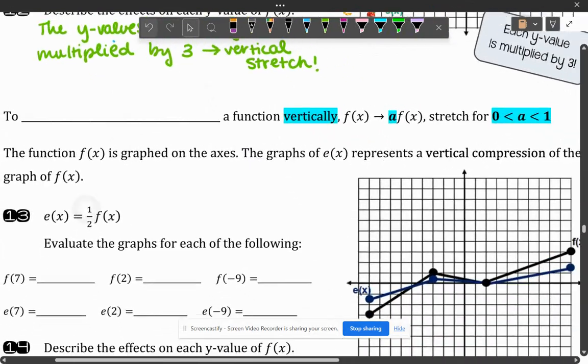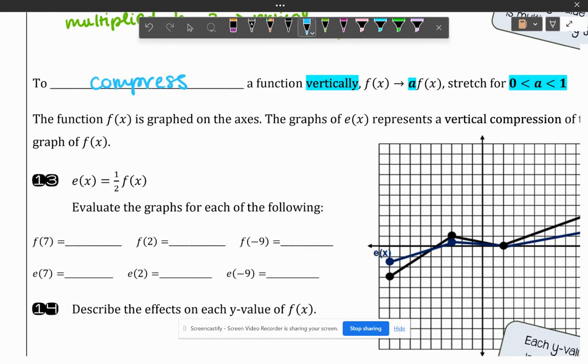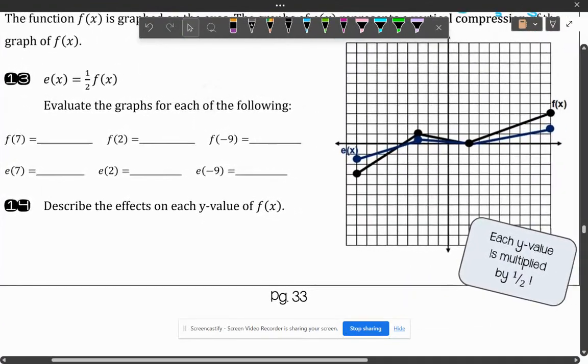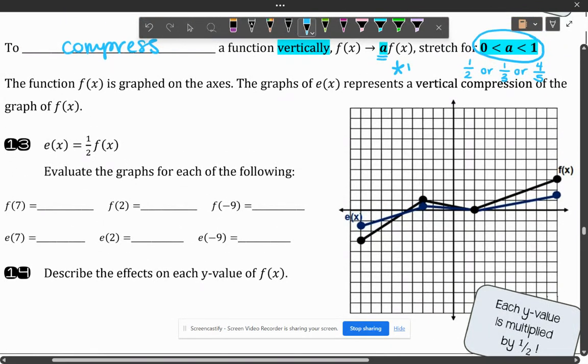Okay, let's take a look at another example. Now we're going to see how we can compress a function vertically. Okay, we're still going to have that a value in front of our function, but this time that a value is going to be between 0 and 1. So something like 1/2 or 1/3 or, I don't know, like 4/5, right? Something where it's a value between 0 and 1. Okay, but it's not negative because that would flip it. So there's that distinction too. Actually, that might not be a bad thing to write, that it's not negative.